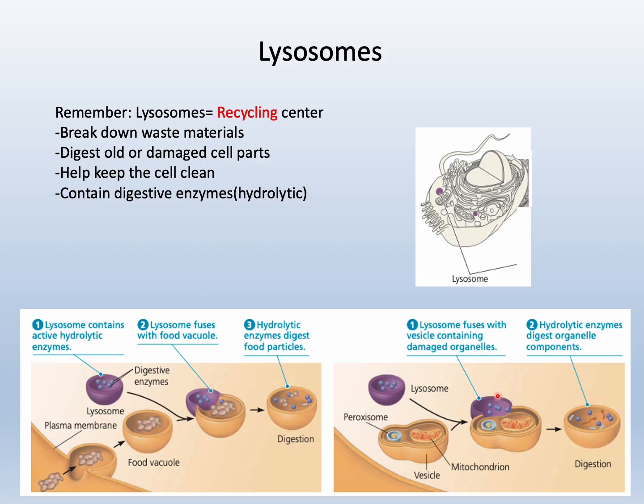Another way they can digest is they can also digest damaged cell parts like this mitochondria in here. So they fuse with the vesicle, same as with the food vacuole except it's a vesicle, and then they digest the organelle components.